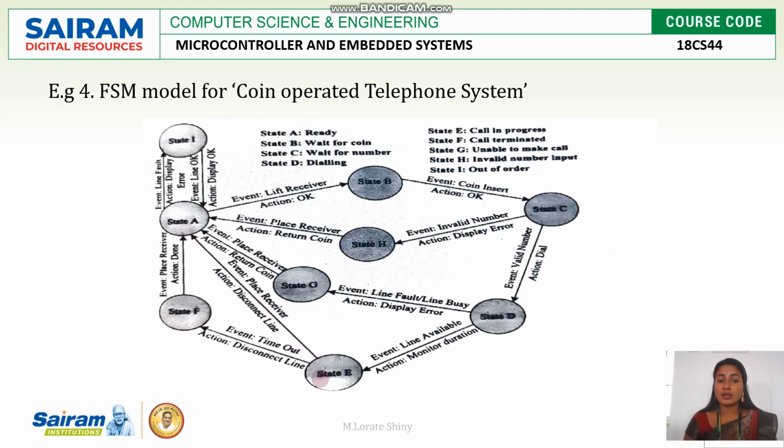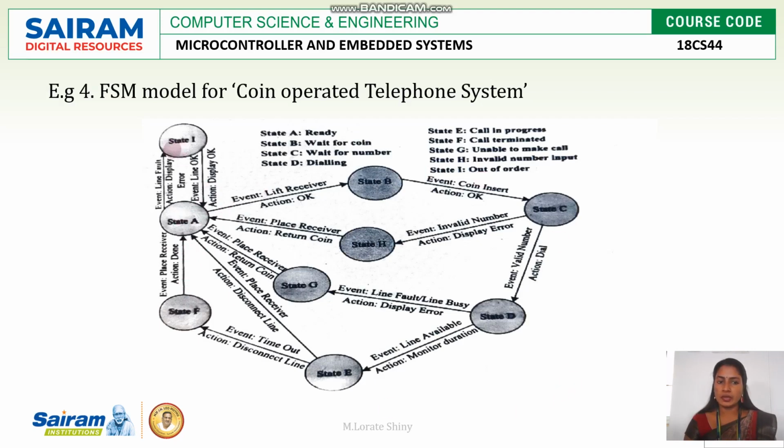Or timeout. He is not putting the next coin, so because of the timeout, time expired, the call is terminated. In that case the device will go to state F. State F is call terminated. So if the call is terminated, again he has to put the receiver back, which means he has to go to state A. Again he has to start from state A. Next he will put another coin, so from the beginning he has to go. At that time also the device will go to state A. Okay, so all this happened.